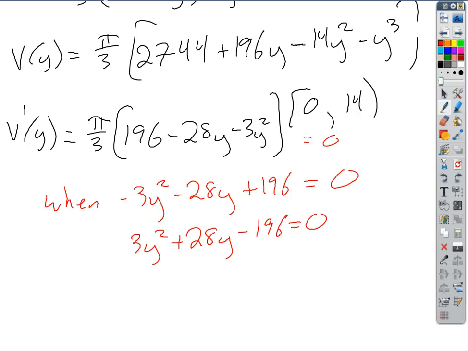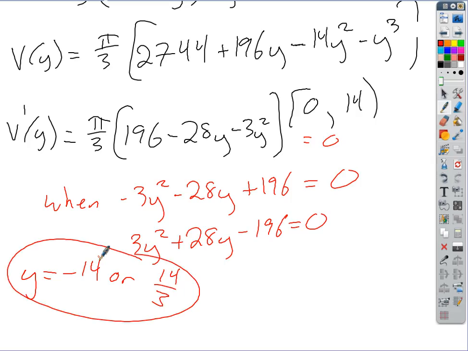Okay. What is the second derivative? We got a polynomial, so why not take the second derivative? Negative 28 minus 6y. More importantly, for any positive value of y, what's the sign of the second derivative going to be? Negative 28 minus 6 times y. It's going to be negative. So that's important for us to know.